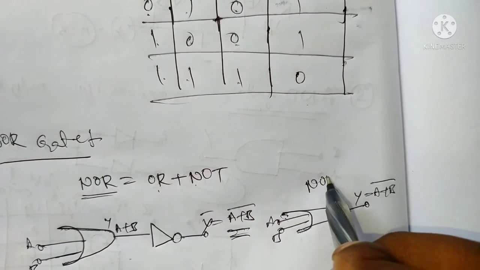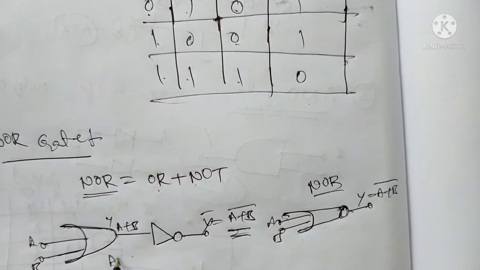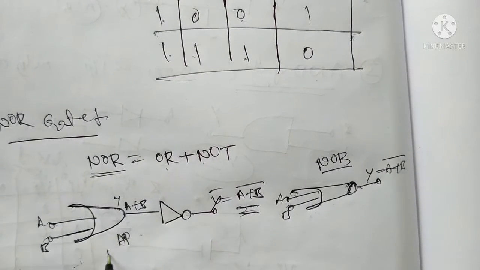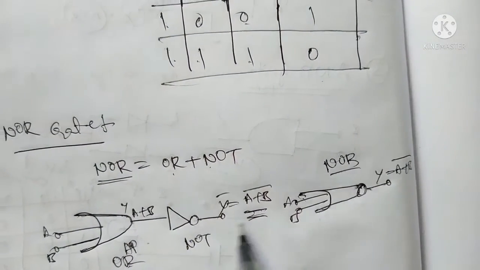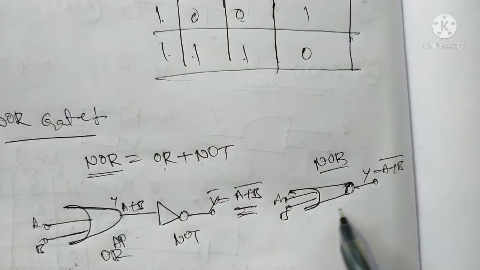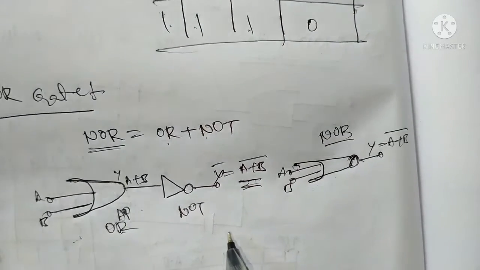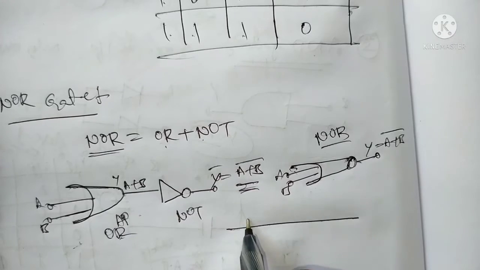This is called a NOR gate. This is an OR gate. This is a NOT. NOT plus OR is a NOR gate. This is the NOR gate symbol. Okay, the truth table of the NOR gate is like this.